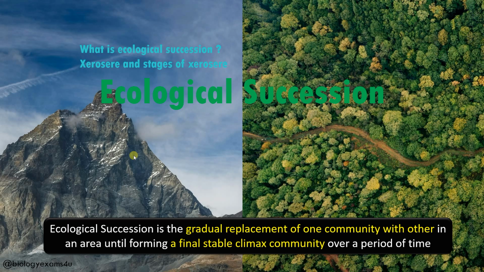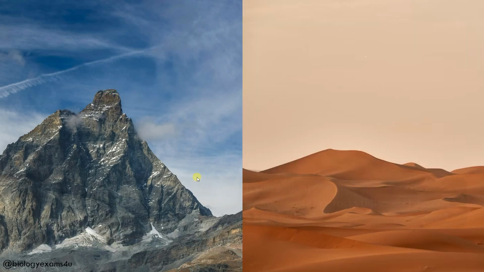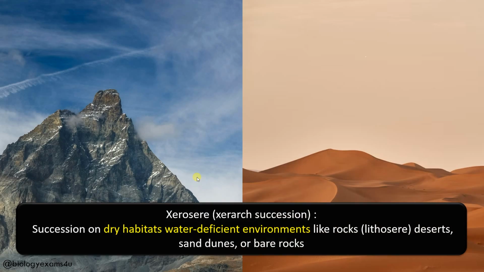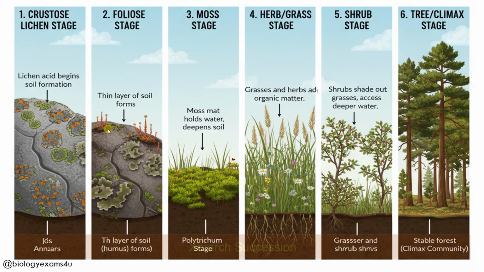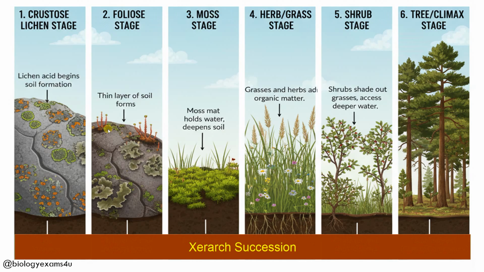Now let us see how this works. The xerosere refers to succession that is happening on dry habitats, that is water deficient environments like rocks or rocky mountains, which is called as lithosere, then deserts, sand dunes or bare rocks. It is called as xerosere succession. Now let us see the stages to understand how this happens over a long period of time. So these are the different stages of xerosere. Let us break it down into each stage for better understanding.